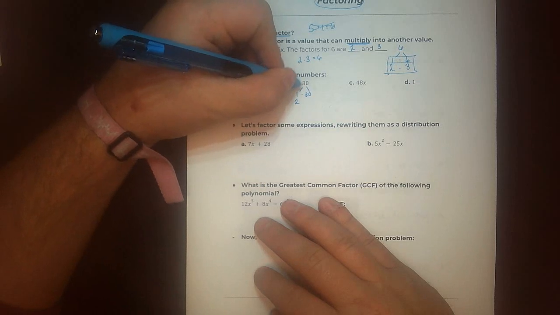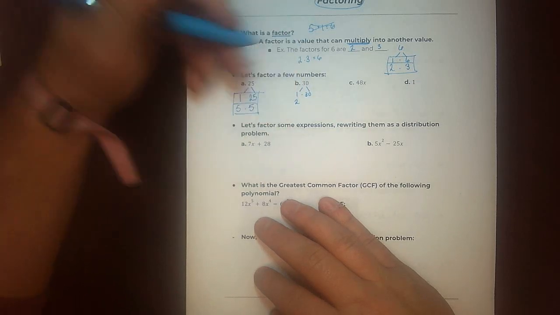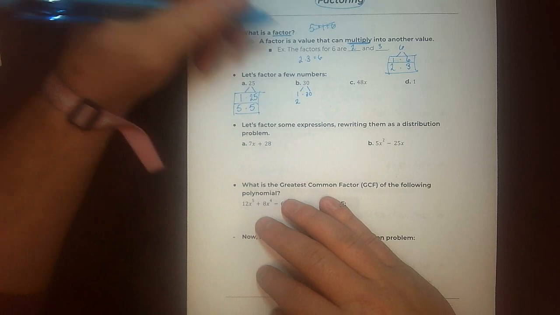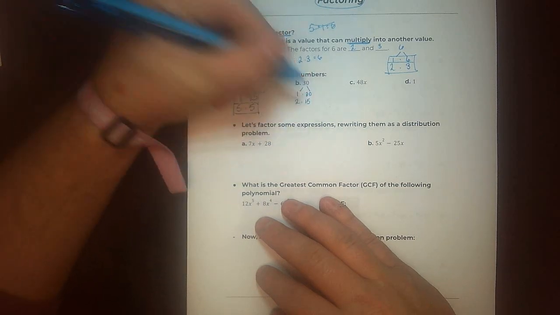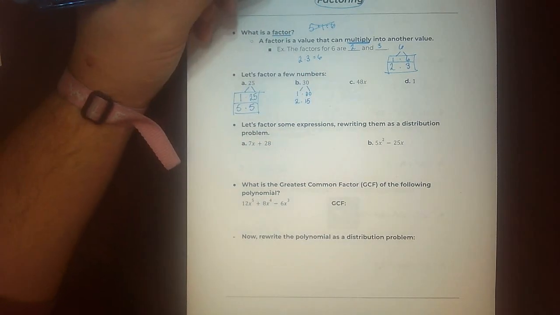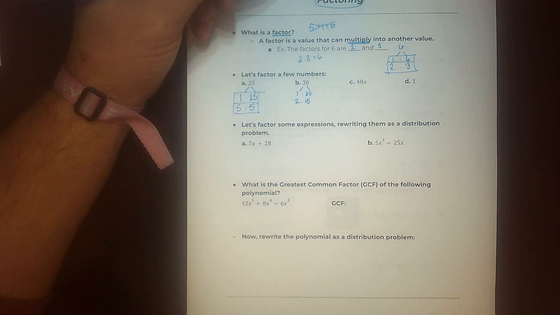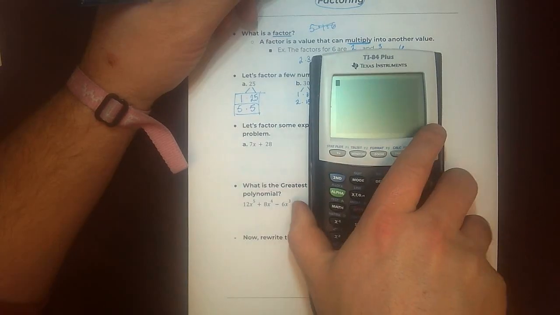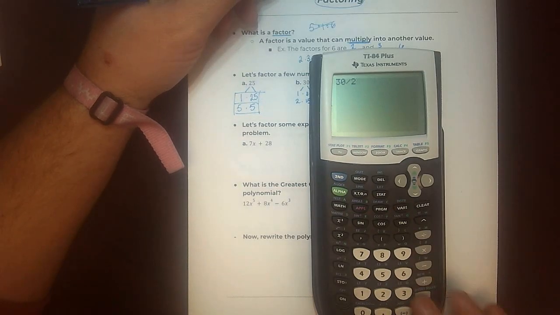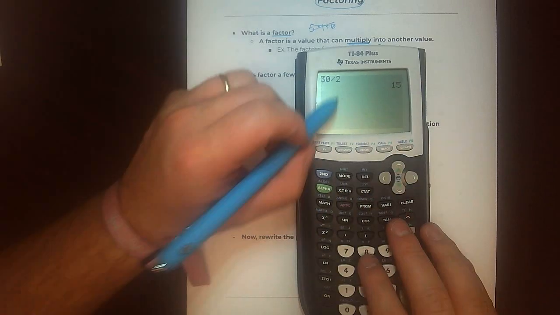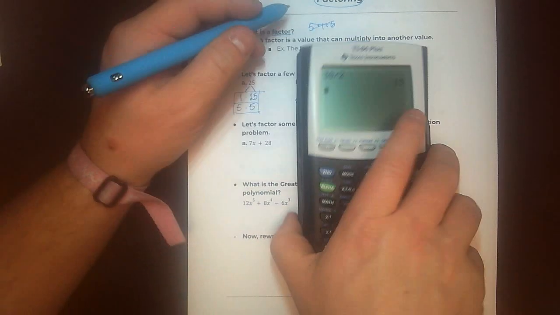Okay, any even number has a factor of 2. Any odd number, like 25, does not. So 2 times what gives you 30? Well, 2 times 15, right? And like I said earlier, if you want to find out what the other number is that goes with it, if you can't remember, just go to the calculator and type in 30 divided by 2. It'll give you 15. So that means 2 and 15 are factors of 30.